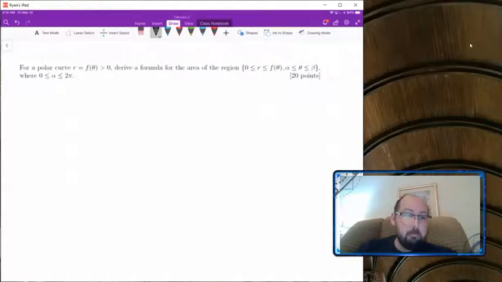For a polar curve, r equals f of theta, which is greater than 0, derive a formula for the area of the region where the radius is between 0 and f of theta, and theta is between some angles alpha and beta, where alpha is between 0 and 2 pi.